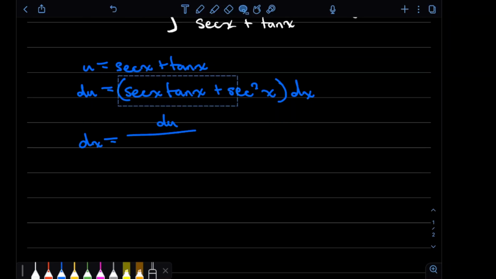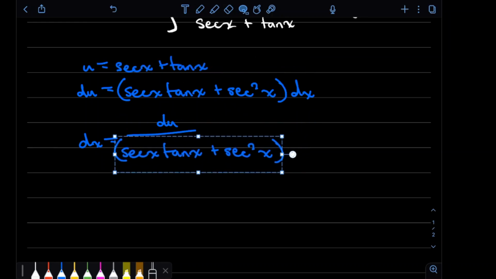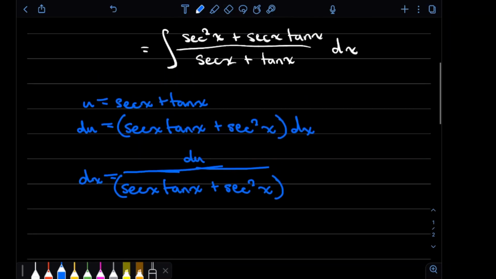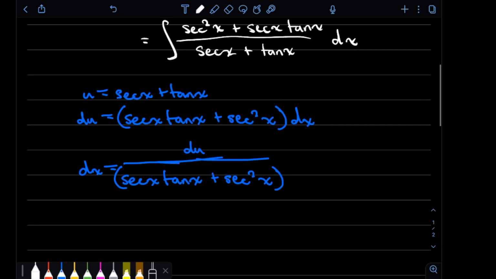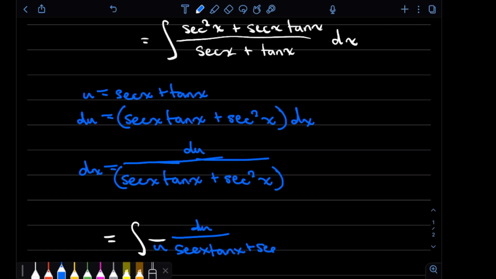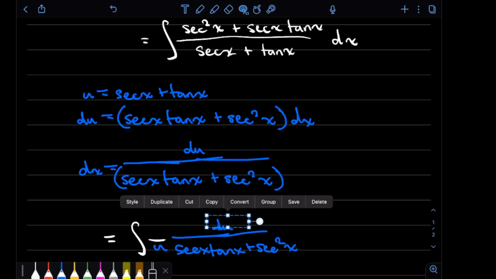I'm just going to copy this because it's kind of a lot. You get this big fraction there. So if we add all this in, you get the u on the bottom here, and you replace dx with du over secant of x tangent of x plus secant squared of x. And I don't really want to rewrite the whole thing, but you sort of get the point here.